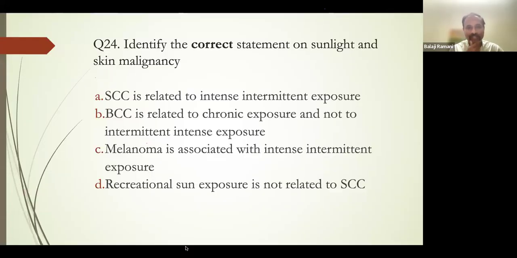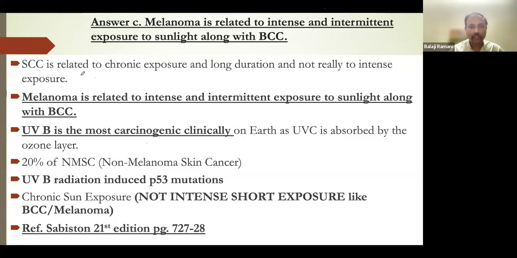So with regard to sunlight and skin malignancies, which is the correct statement? SCC is intense intermittent. That is wrong. Chronic for BCC is also wrong. Melanoma is intense intermittent. This is the correct option. Recreational not related to SCC is also a wrong option. So as we saw, chronic sun exposure, actinic keratosis with SCC; melanoma and BCC with intense and intermittent exposure.